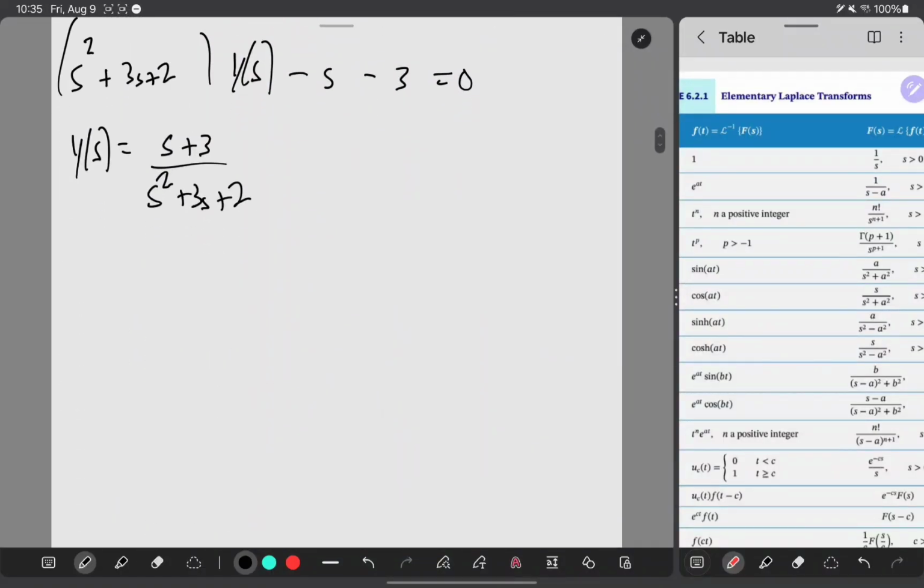So now we take the inverse Laplace, of course. What could this be? Well, based on the denominator, does it factor nicely or not? Yes, yes it does.